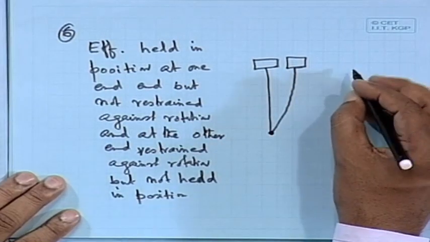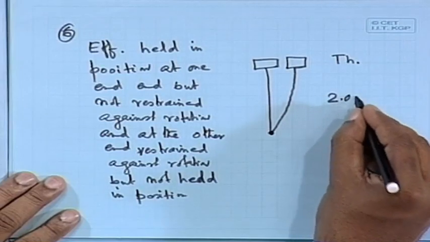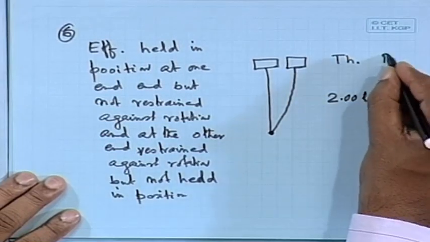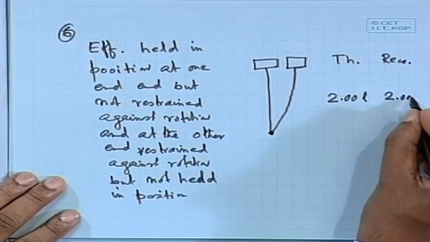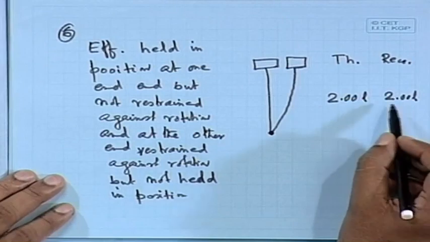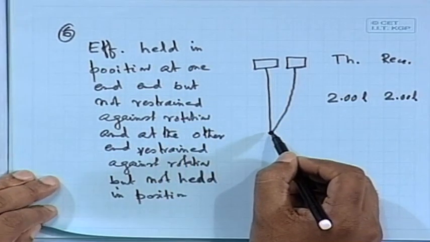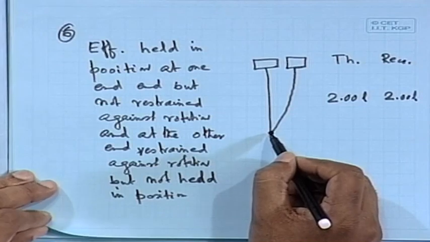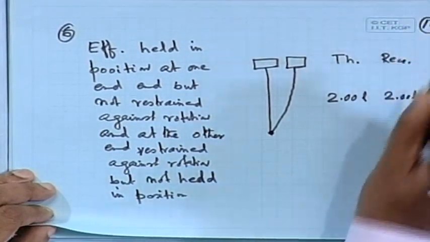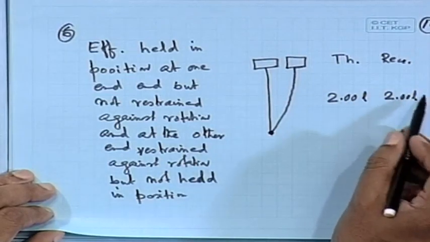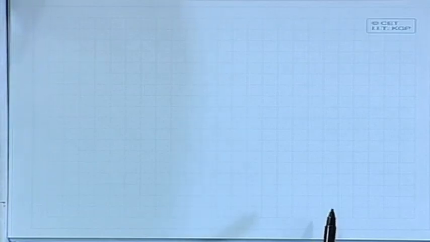If that be the case, the theoretical value is 2.2 L and the recommended value is 2 L. So, 2 L is the maximum. This is another case. Here this side is hinged, the other one we have considered fixed, and here we have considered this side hinged. So, both theoretical and recommended are 2 L, and you have to take the effective length as 2 L.